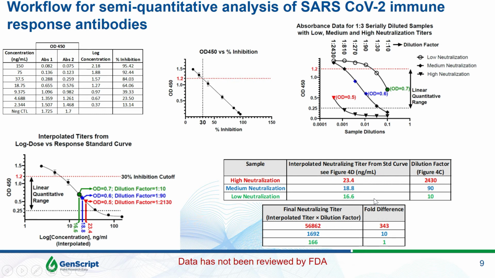By incorporating the titer values that we measured from the standard curve and multiplying by the dilution factors that we use, remember at the high neutralization level, we needed to dilute the samples by 2430 to reach the linear range, then we get the final titers. So 23.4 times 2430 is this value, 18.8 times 90 is this value, and so on. And we determine fold differences between these samples. So this is how all this is done.